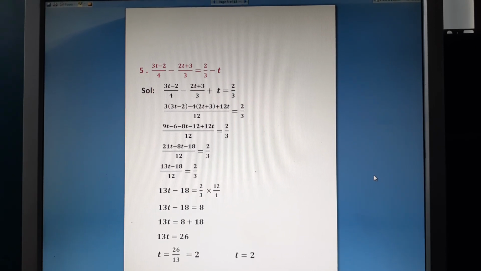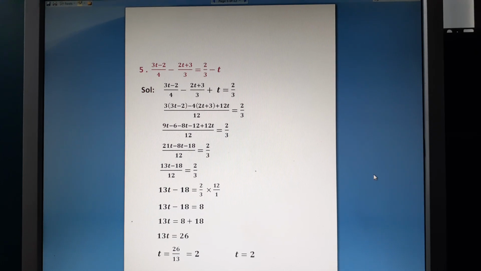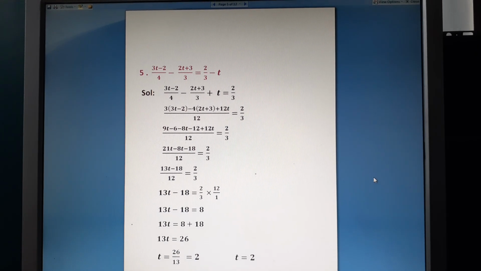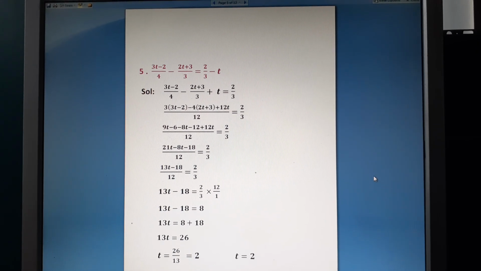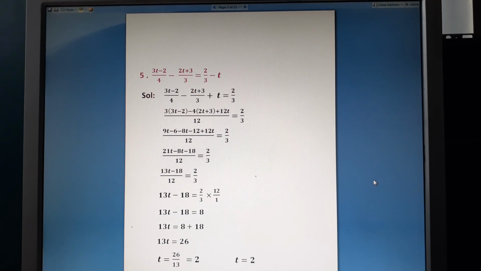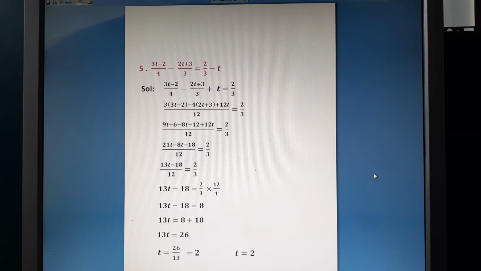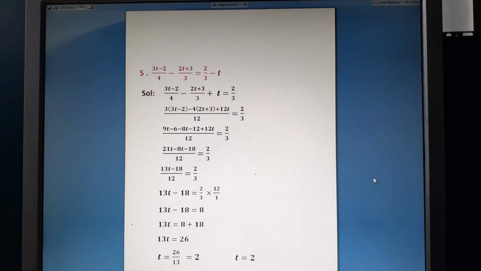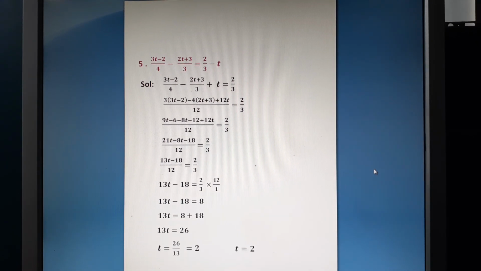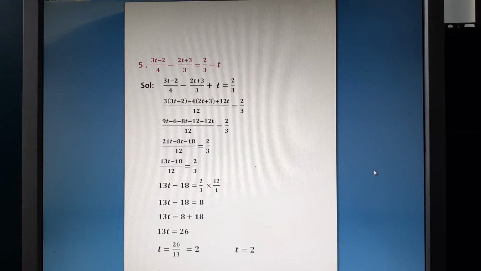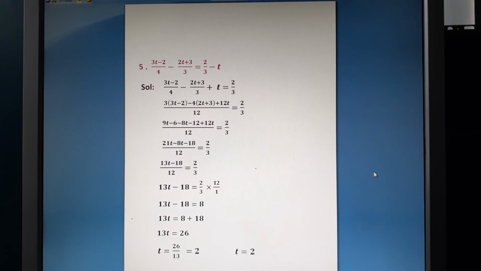8. 13t is equal to 8 plus 18. That is left hand side minus 18 comes to right hand side. It changes into plus 18. 13t is equal to 18 plus 8 is 26. t is equal to 26 divided by 13, that is equal to 2. So finally t is equal to 2.